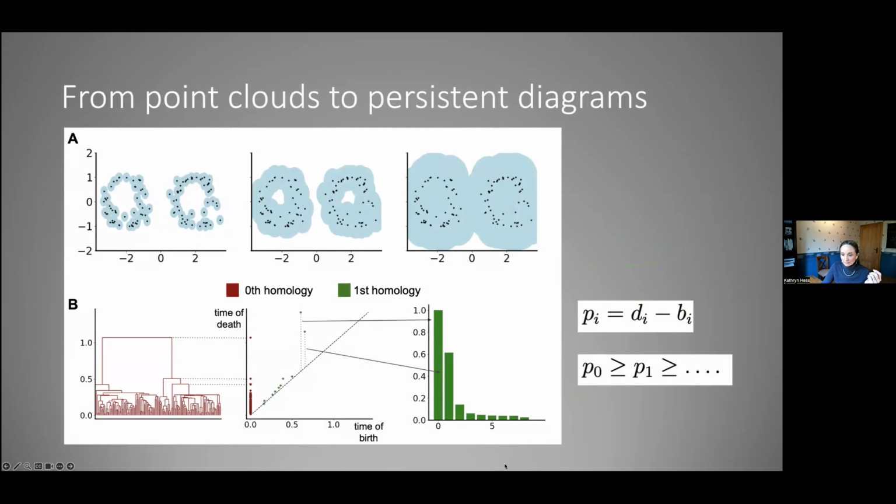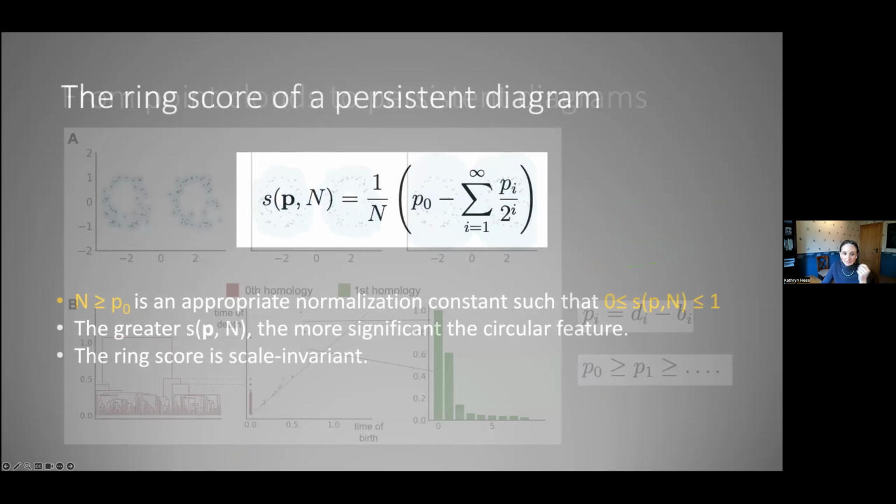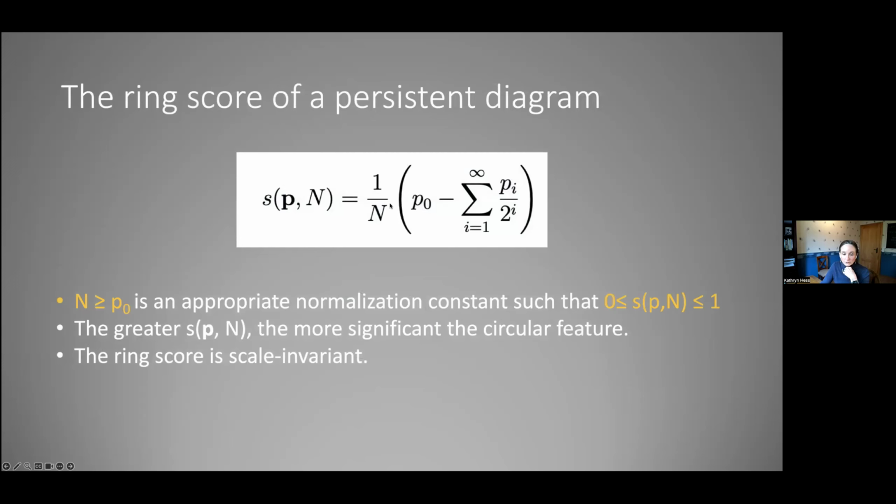Here, right, so we had P0 greater than or equal to P1 and so on. I'm going to look at this sequence that we got from our persistence diagram, and we're going to plug that into a formula for what's called the ring score. What we do is look at the difference between P0 and the sum of all the other PIs. Now, there won't be an infinite number; there'll be some arbitrary, perhaps large, finite number. And we subtract this sum here. The point is this first persistence should be the most important, and we weight them so that we take less and less account of the other ones.